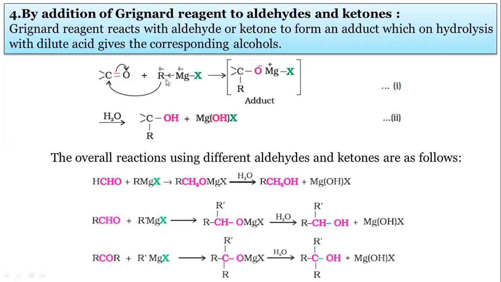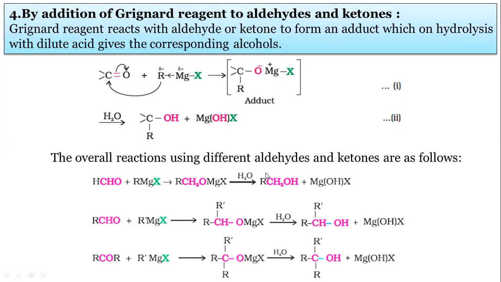If this R attacks this carbonyl carbon, the negative charge will appear on the O minus, and the remaining MgX will be attached here, and we get the intermediate. The intermediate easily gets hydrolyzed, and we get the product alcohol here. It is a very simple method. This O minus remains as it is, and after hydrolysis with H2O, H is attached here, and OH from water is attached to the MgX, giving MgXOH.